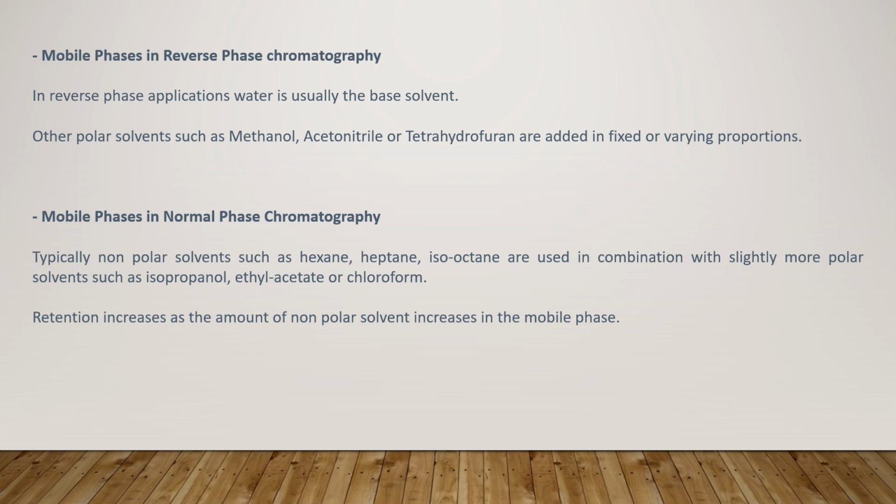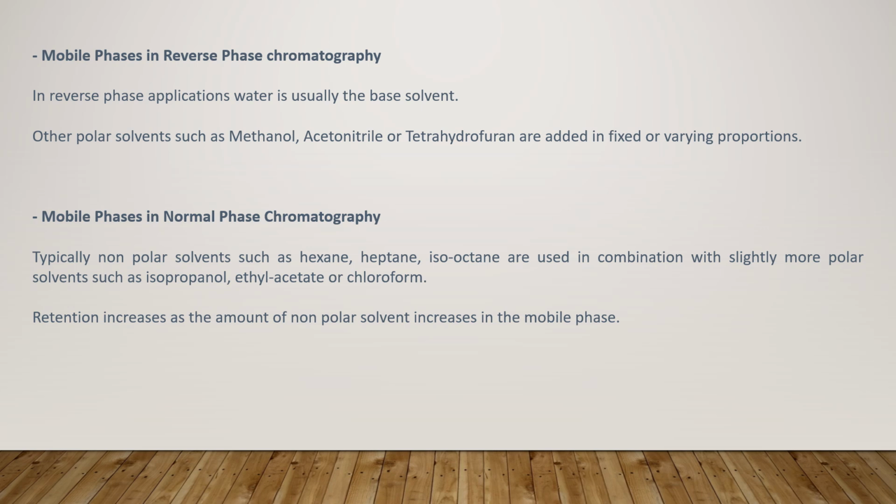Now in normal phase chromatography or reverse phase chromatography, what kind of mobile phase can be used? Let's see what kind of mobile phase can be used in reverse phase chromatography. In reverse phase application, water is usually the base solvent because the nature of the column is non-polar in reverse phase chromatography. That is why polar solvents and mid-polar solvents can be used. So polar solvent is water, and mid-polar solvents like methanol, ACN or tetrahydrofuran can be used.